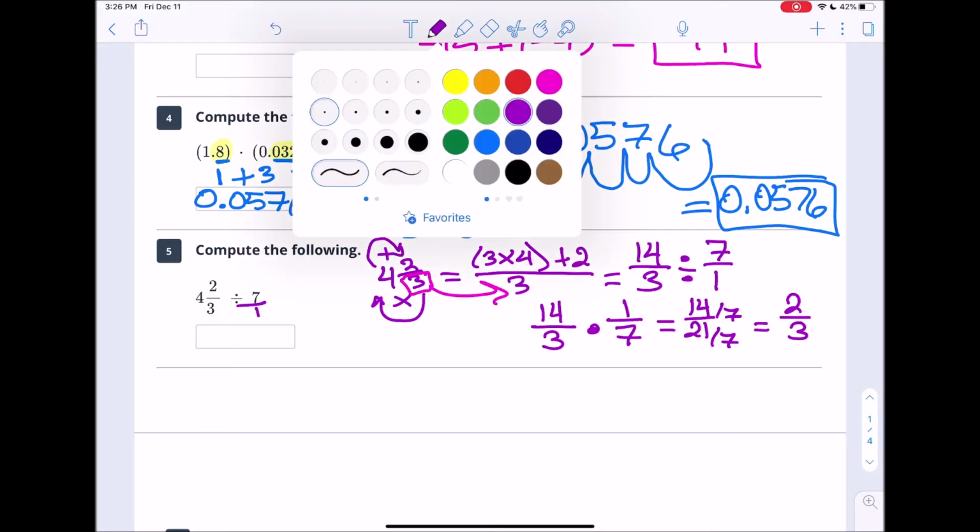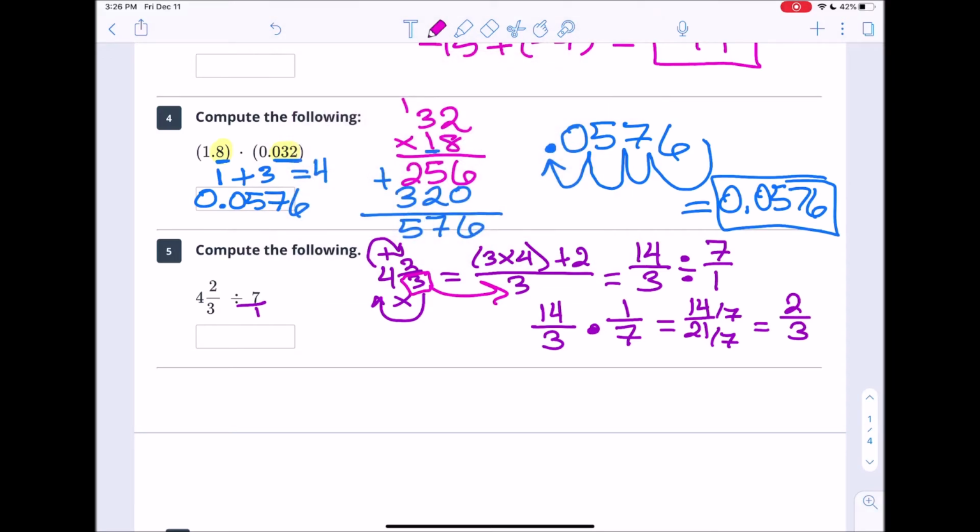Another option is you could have cross-simplified once it became a multiplication problem and gone, okay, well 7 goes into 14 2 times, 7 goes into 7 1 time, and you get 2/3. Either way works, okay? If you want to cross-simplify, go for it. If you don't, you can still get the correct answer. You'll just simplify at the end instead of in the middle.